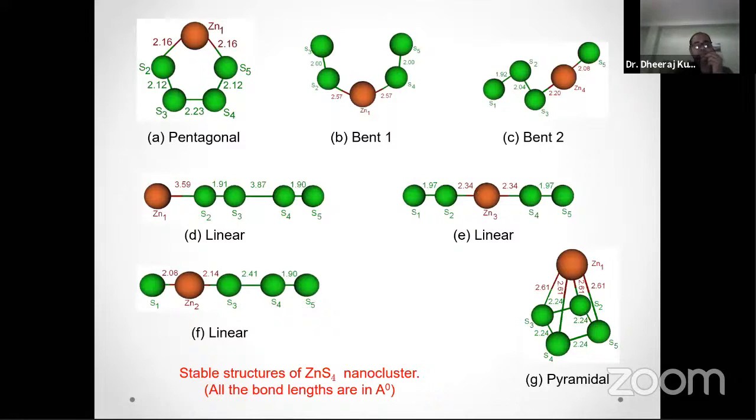Next, ma'am. Yes, this is a ZnS4 configuration which is containing 5 atoms, and it has also 4 configurations. Means one is the ZnS4 configuration and others are Zn2S3, Zn3S2 and Zn4S configurations. Next.